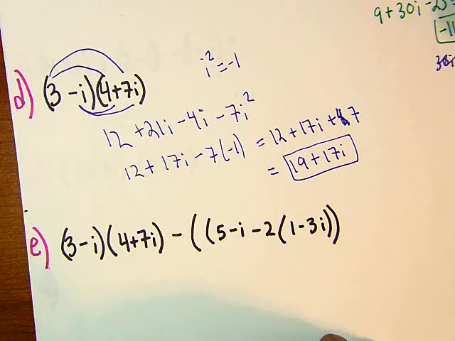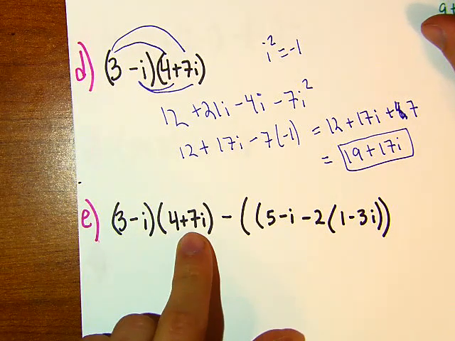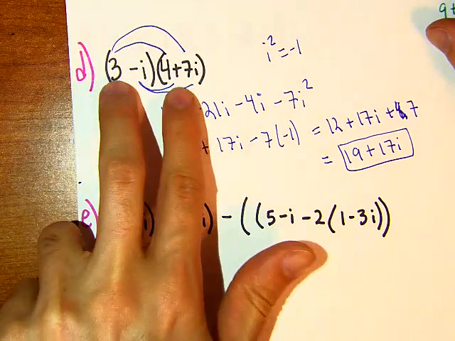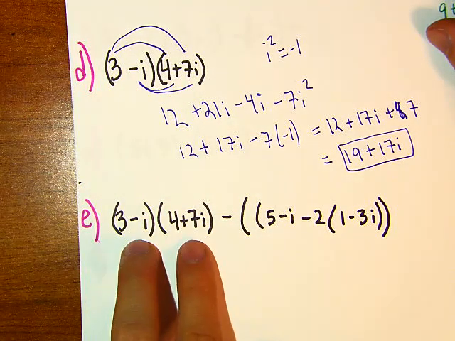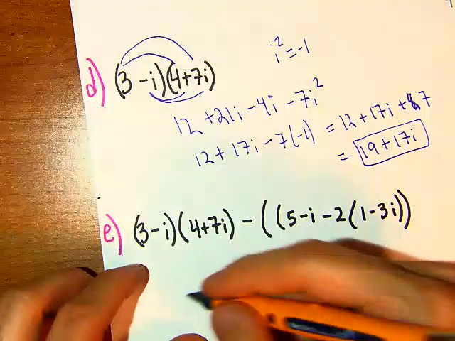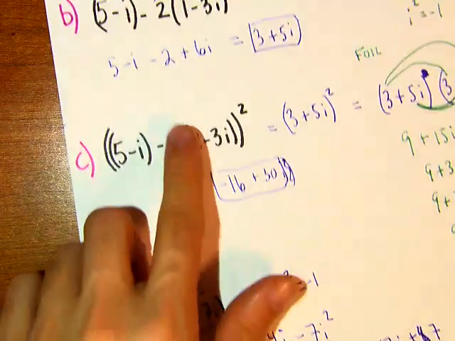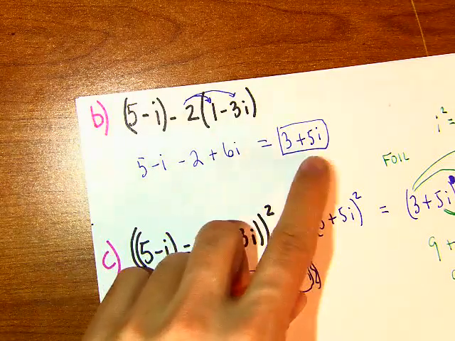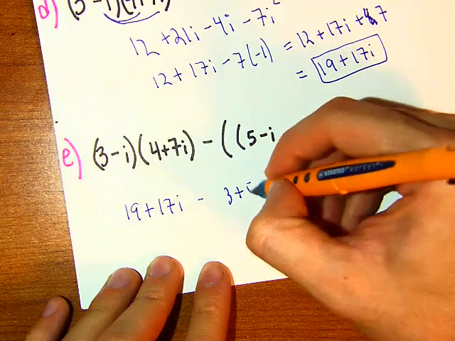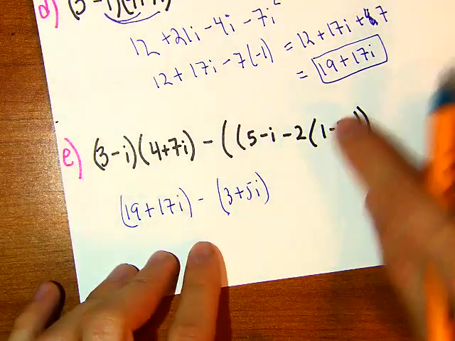Now let's look at the next question, letter E. Well, okay, this is kind of a tricky question, not a tricky question, but look, we just solved this. Remember, this is equal to this, and we just solved this, so we know that this is equal to that. So this is just 19 plus 17i, and this, we already solved, from question B. It was 3 plus 5i. So this is just minus (3 plus 5i). That's basically what the question translates to, because we already solved this.